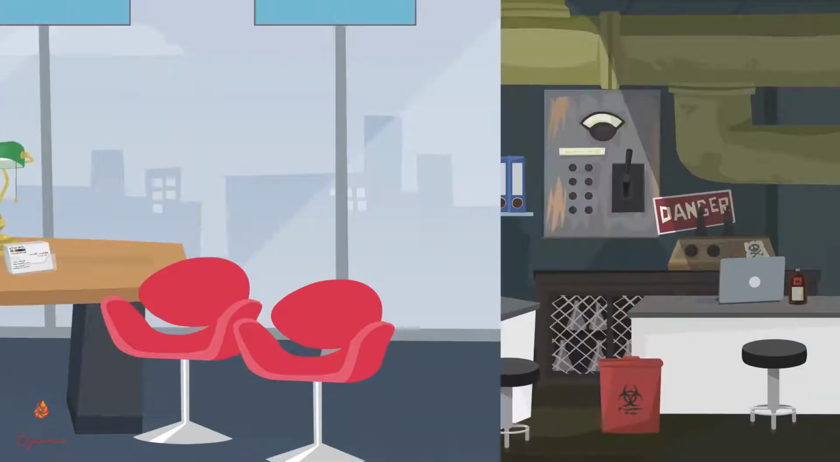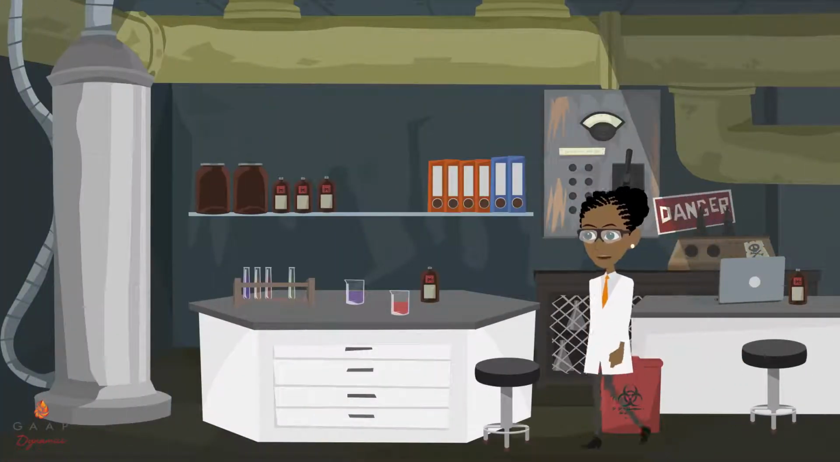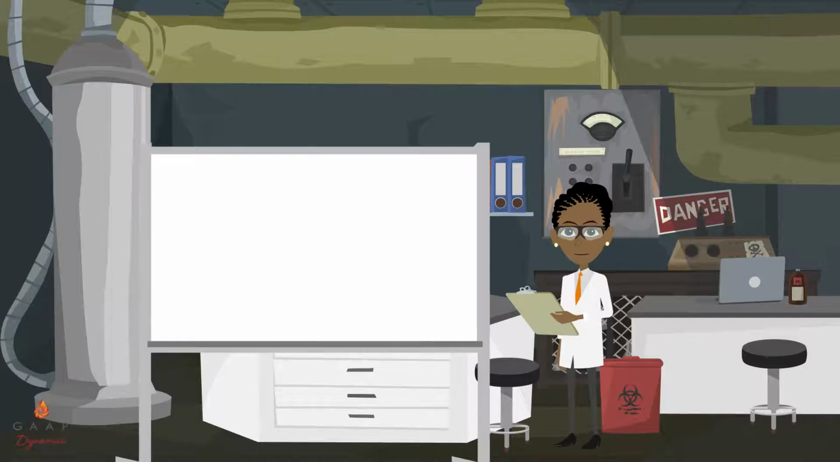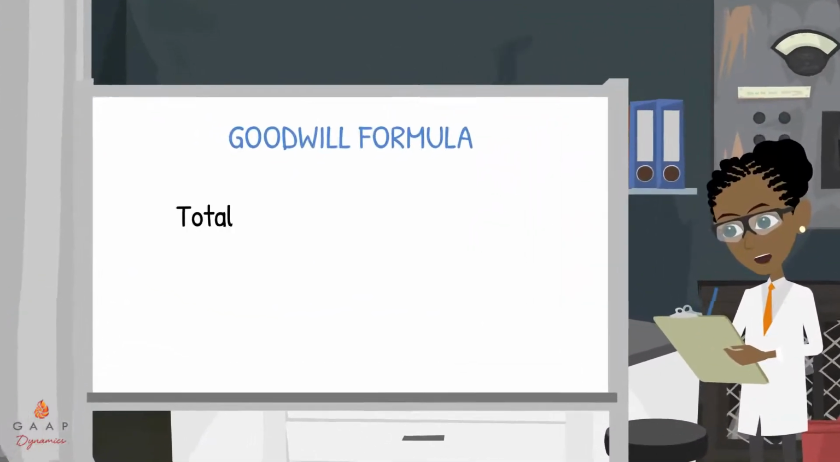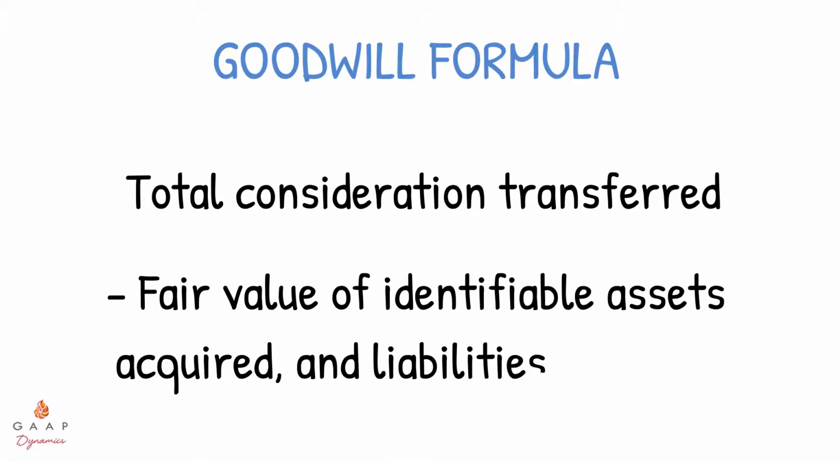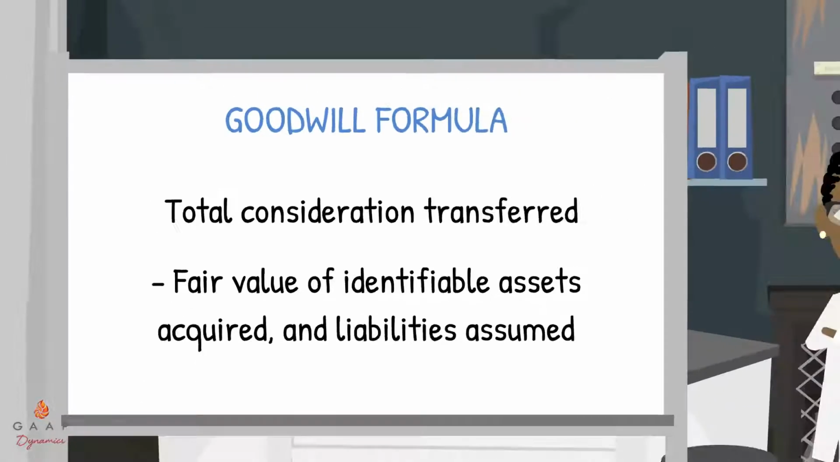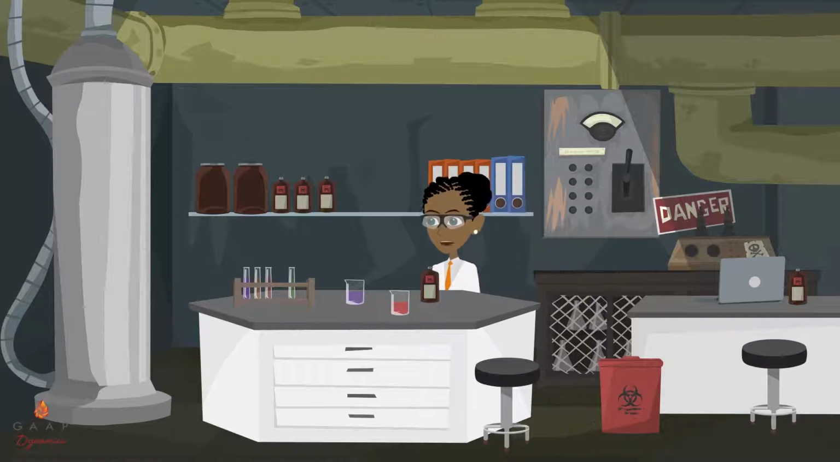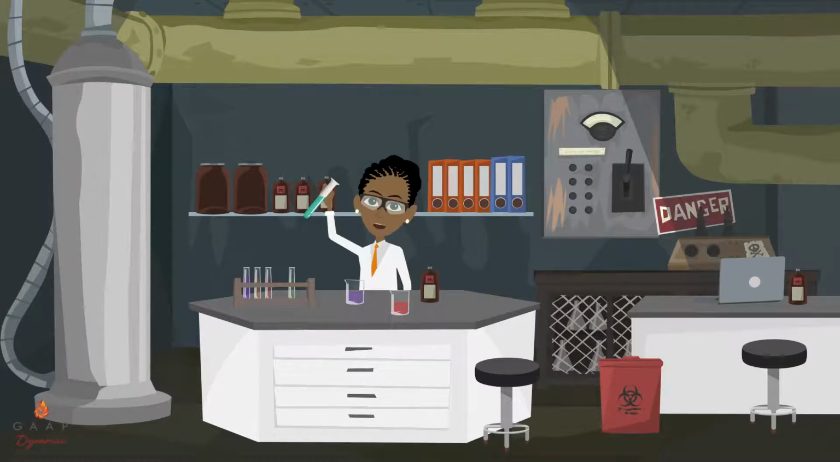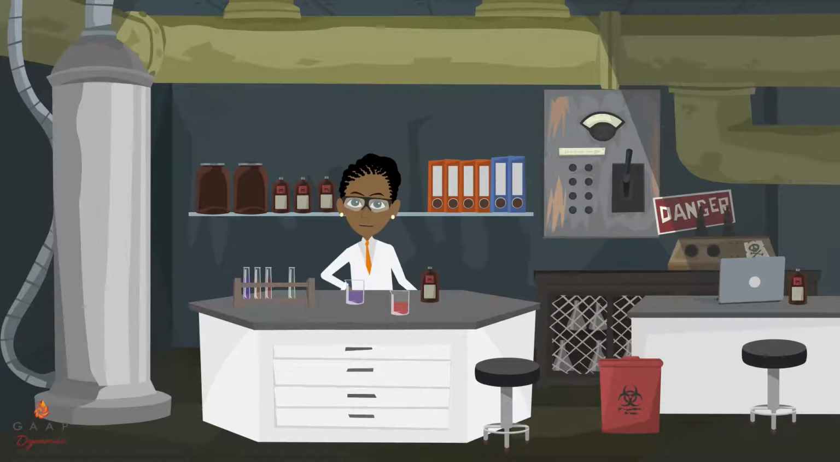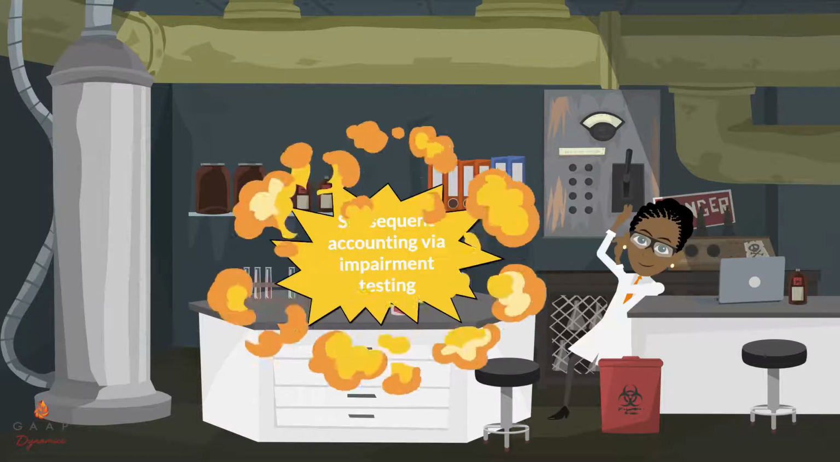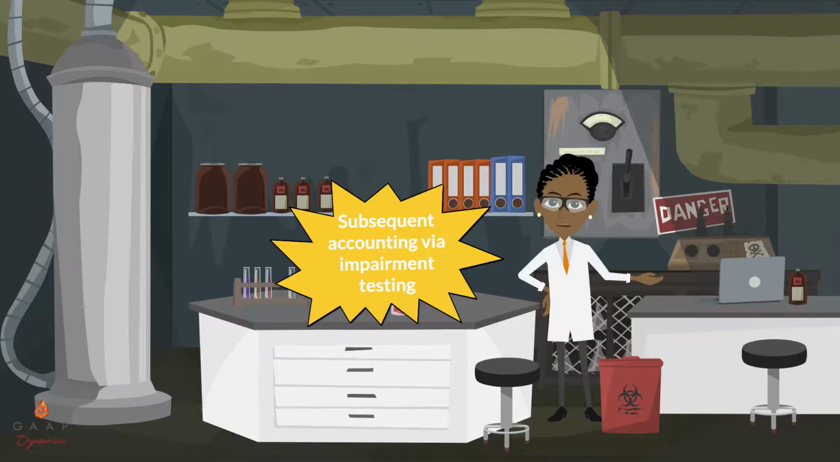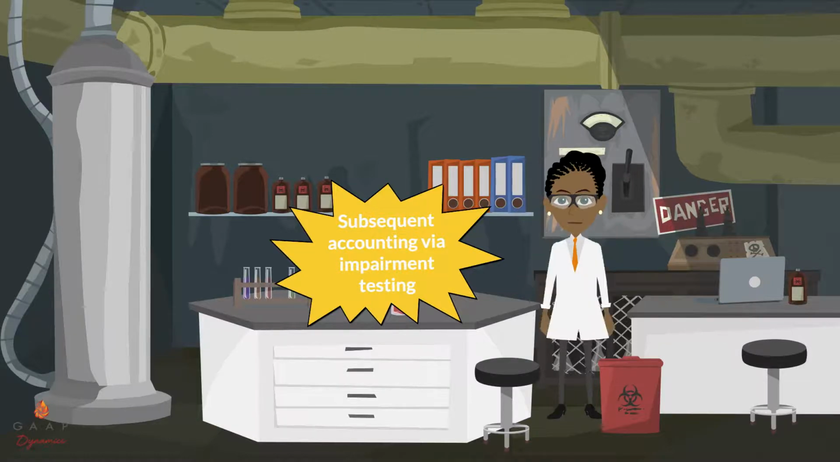Goodwill is a simple calculation. Once you've done the hard part and identified the total consideration transferred, as well as the fair value of identifiable net assets. But that's an entirely different module for a different day. Even though the calculation of goodwill is straightforward, there are other matters to consider when it comes to goodwill. And that is the subsequent accounting via impairment testing, which we will cover in this module.